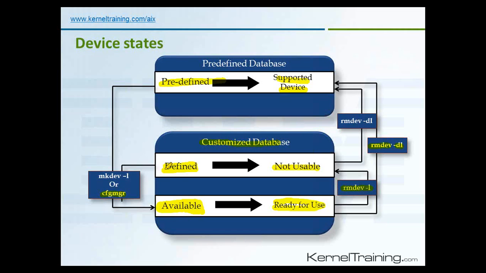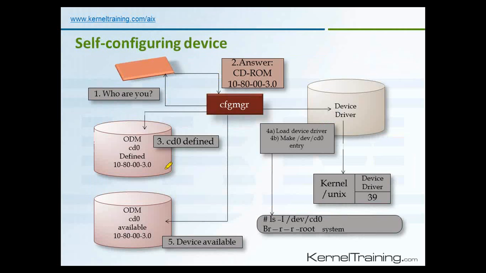Whereas predefined and available moving is something like uninstalling the driver and again installing the driver. Yeah, I got the concept here. Okay, good. Now let's talk about how the device would get configured as soon as you run cfgmgr.